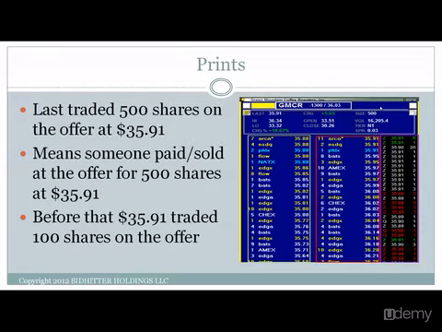So for this example, the last trade that was put on was on the offer for 500 shares at 35.91. It means someone paid the offer, which someone was sitting there and sold to them at the offer for 500 shares at 35.91. Before that, it was for 100 shares at the same price on the offer.